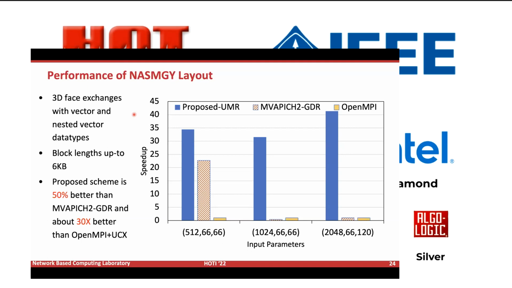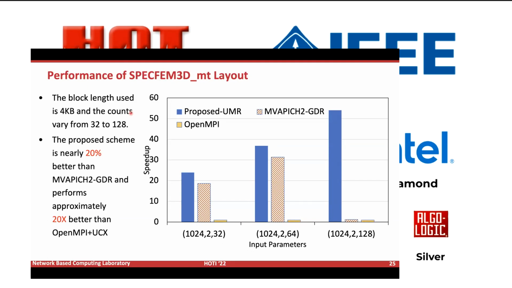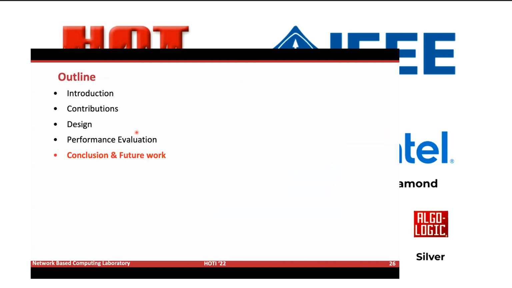And now moving on to the final kernel, even in this kernel, similar to the previous results, we see a good amount of improvement. The layouts used in this kernel for these input parameters were 4 KB of block length, and the counts varied from 32 to 128 blocks.